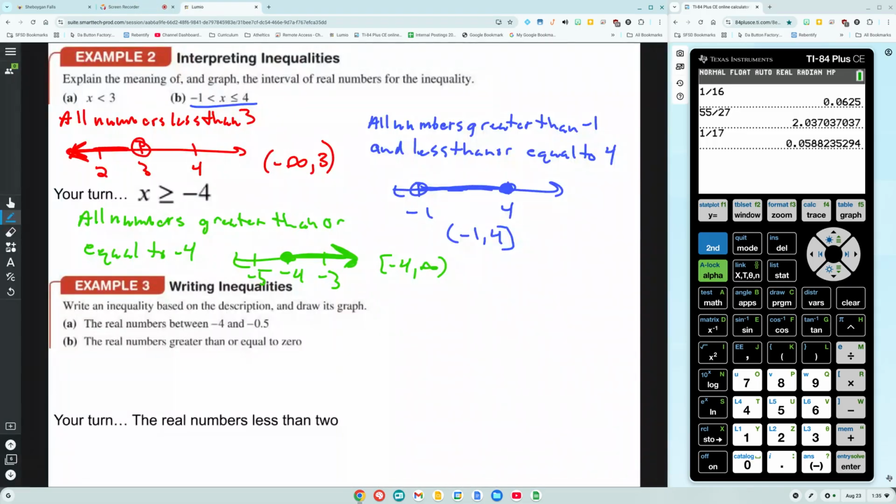All right, here you go. All numbers greater than or equal to -4. On the number line, it'd be a closed dot, -4 shaded to the right. And as an interval, it'd be a bracket on the -4, comma, infinity with a parentheses.